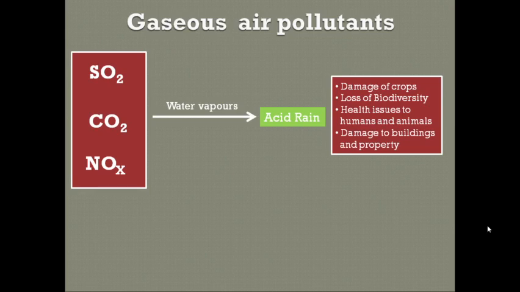The acid exposed area also experiences loss of biodiversity. It also causes health issues to humans and animals. And finally, acid rain can cause damage to buildings and property. This we have discussed in our previous lecture in detail.